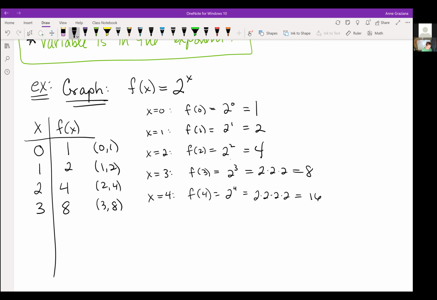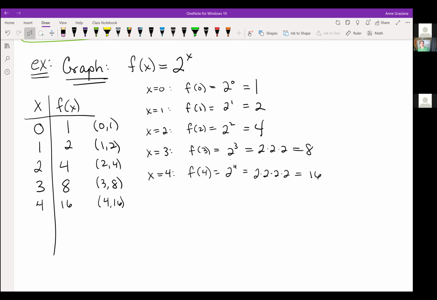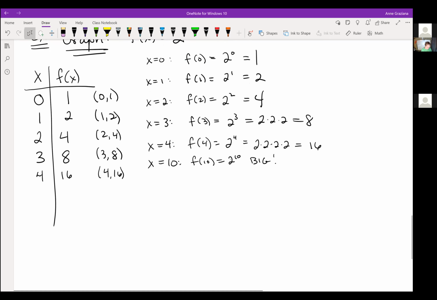So the thing about exponential functions is you can see it doesn't take much. They can get really big, okay? If I put in 10, I'm not going to calculate it. But say we wanted to see where the point goes if x is 10. Well, f of 10 is 2 to the power of 10, which is huge. I don't even know that number off the top of my head. Big. Okay. So it doesn't take much, and as your x values get large, your y values get really, really big. All right, let's look at what happens with the negatives.